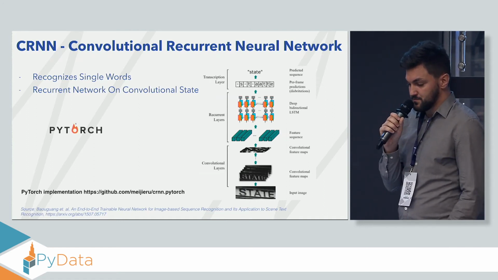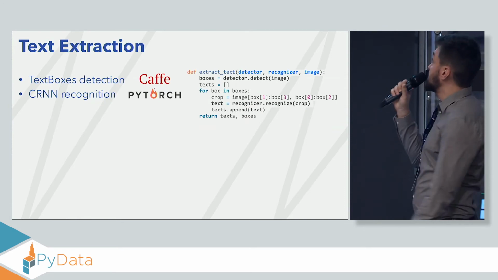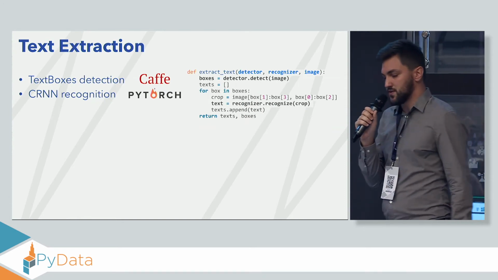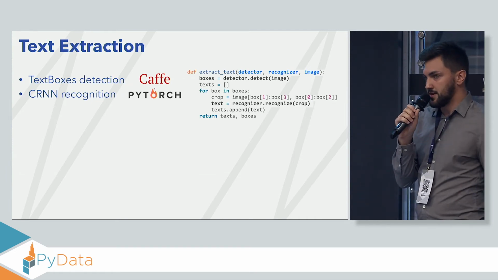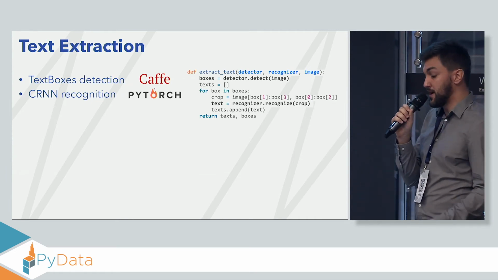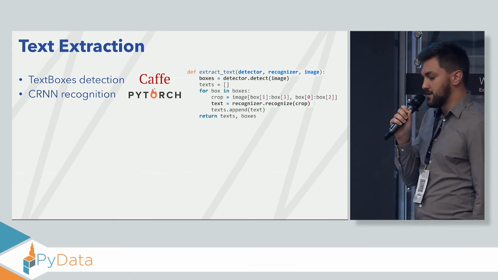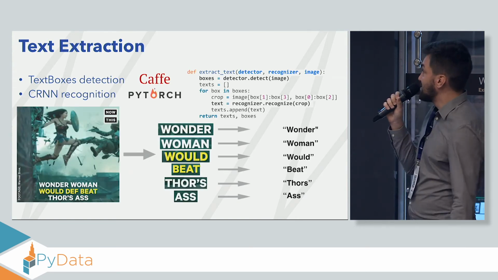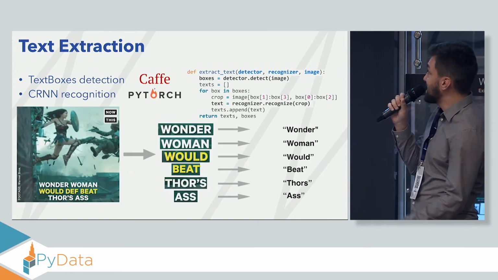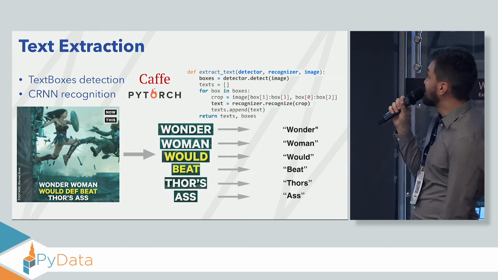And we can just put it all together. We use our TextBoxes for detection, which is implemented in Caffe, and our CRNN recognizer, which is implemented in PyTorch, and that way get the results that we want. For example, detect texts, crop the words, and run them through the recognizer.